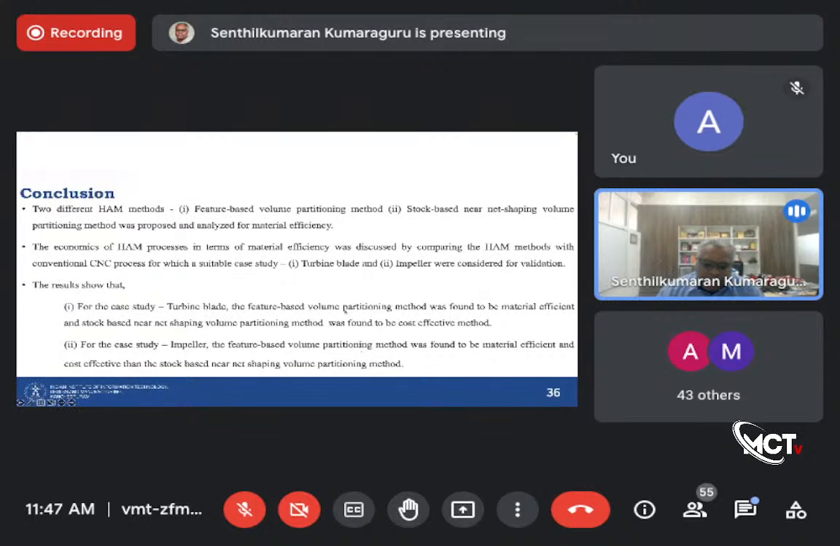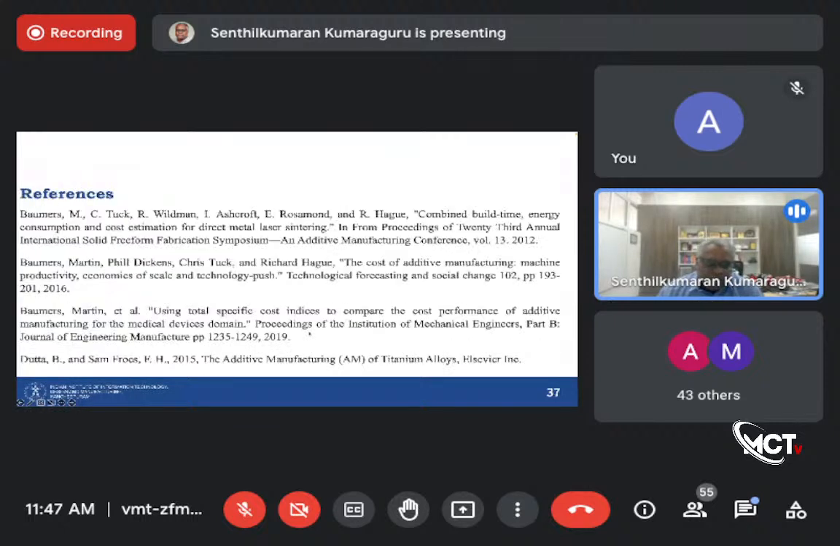And we could see that for the turbine blade, the feature-based volume partitioning was found to be more material efficient, but the stock-based was more cost effective. Whereas in the impeller, the feature-based volume partitioning is material efficient, as well as cost effective, with stock-based in the lead. Both material and cost were really good in feature-based than the stock-based. So with this, I think these are some references that I have.